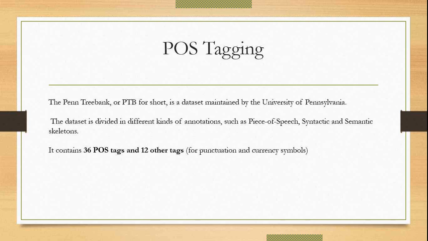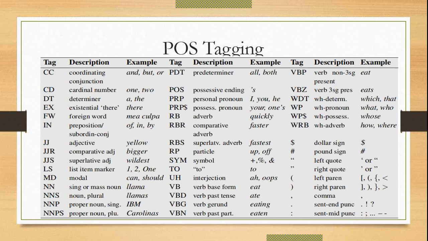But they have to follow the standard, and this is the Penn Treebank, one of the data sets maintained by the University of Pennsylvania. You can see the tag, the description, and the example. Let us consider CC: coordinating conjunction, with examples like and, but, or. These are just a few examples, not the whole list. So this is a POS tagging data set maintained by the University of Pennsylvania.